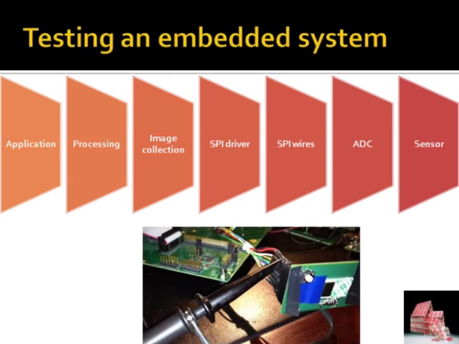It could be at any of the layers in this figure. If you want to test on the hardware, you can build a widget to inject signals into the communication method. Here, that's the spy wires. But then you need to debug that widget, which is probably its own board and processor, a whole separate embedded system. And if you do that, you still aren't testing the ADC or that sensor.